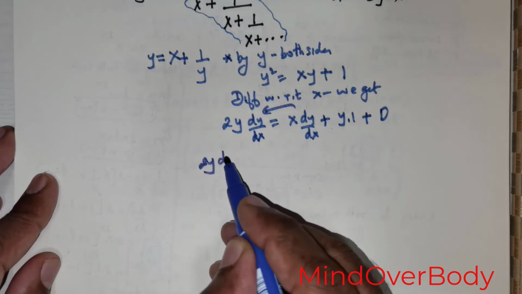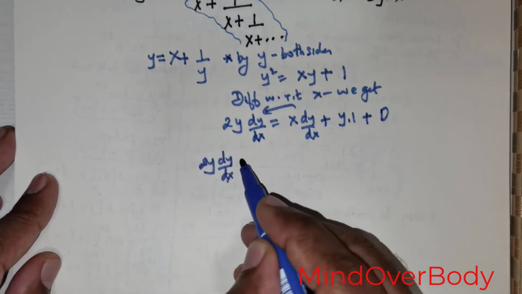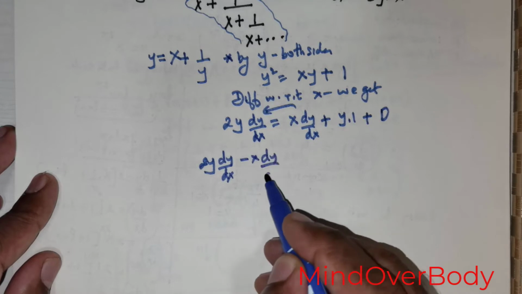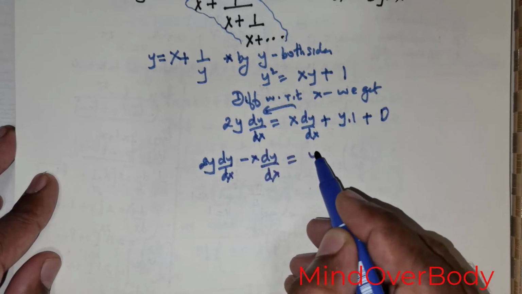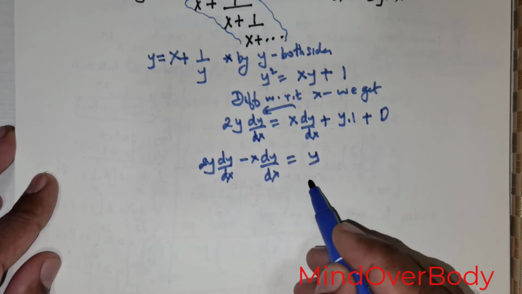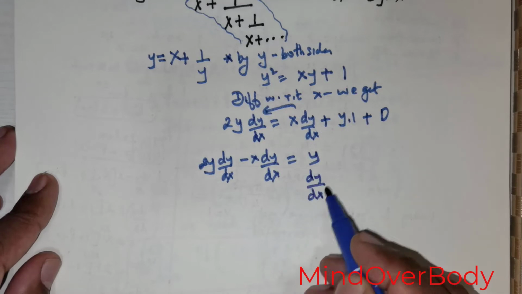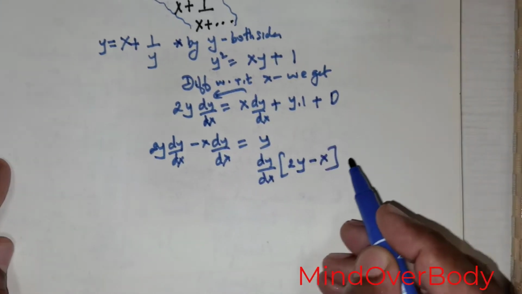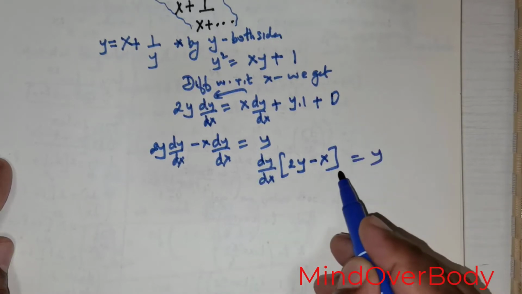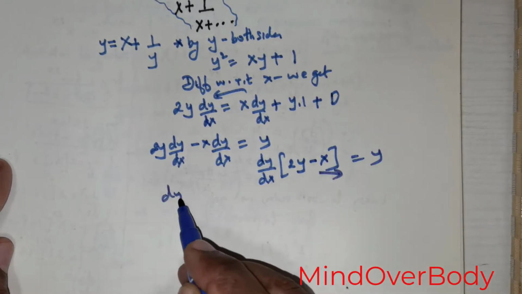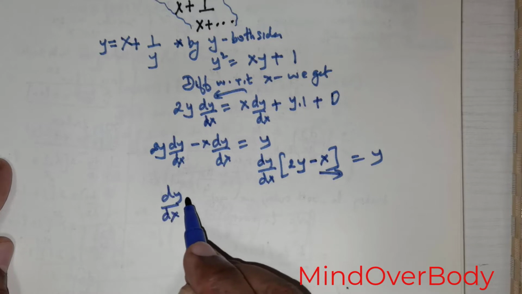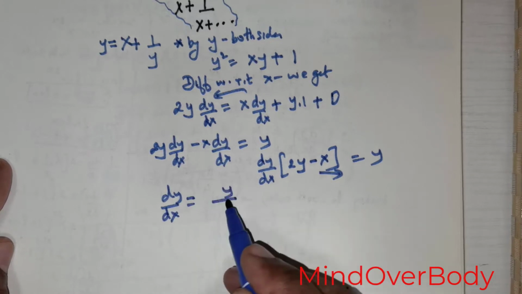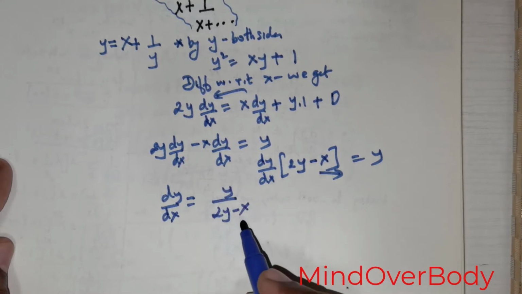So this is going to be 2 times y dy over dx negative x times dy over dx is equal to y. I can take dy over dx out. That would give me 2 times y negative x is equal to y. I can push this down. If I were to push this down, this is going to give me dy over dx is equal to y over 2 times y negative x.